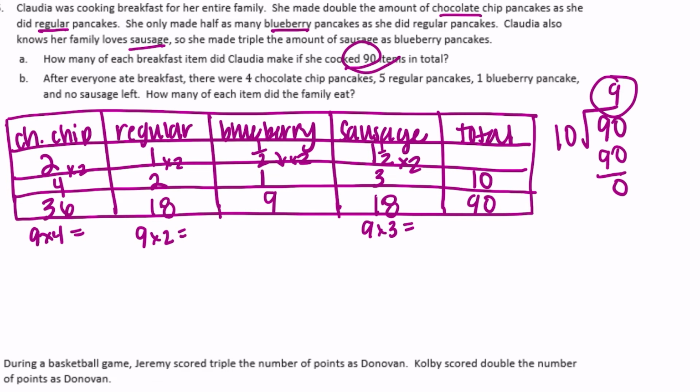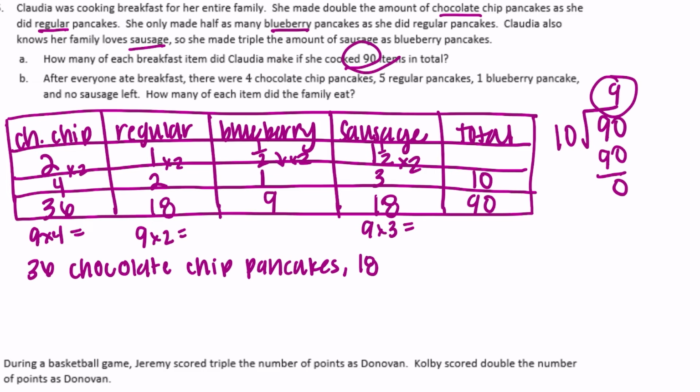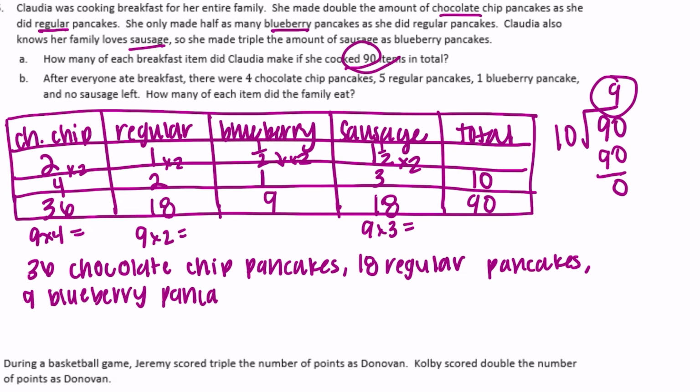So we can say 36 chocolate chip pancakes, 18 regular pancakes, 9 blueberry pancakes, and 18, what did they call them? Pieces of sausage?